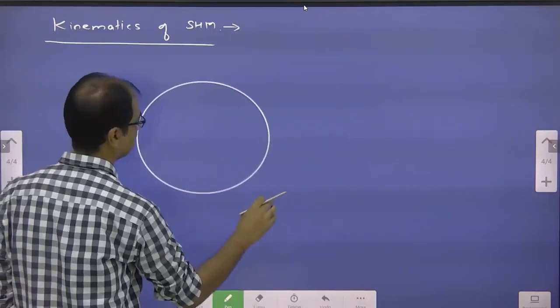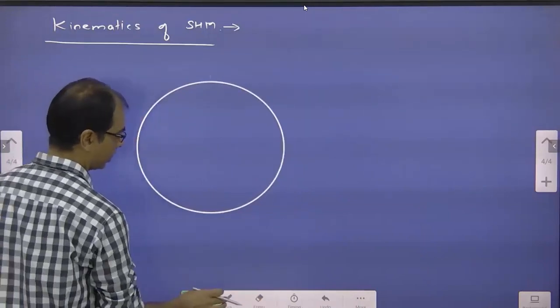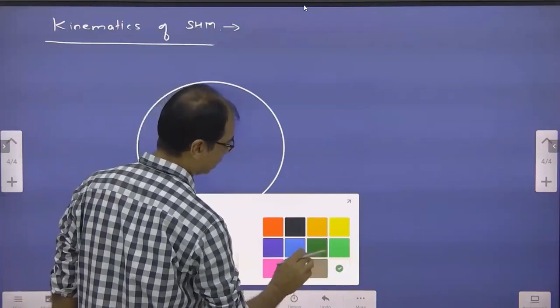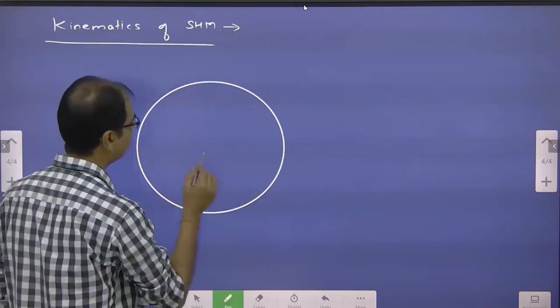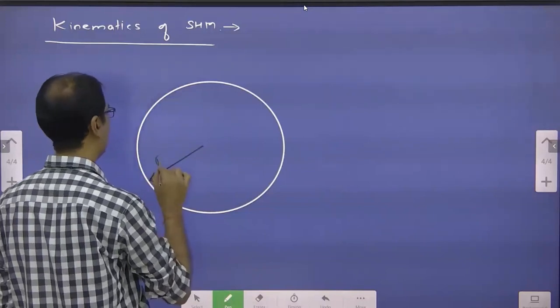Circular motion. Let's make a circle first. Okay, here is a circle. And then let's make one particle in this one, which is moving continuously. First of all, radius. What radius shall we take? R. Okay, R is the radius.